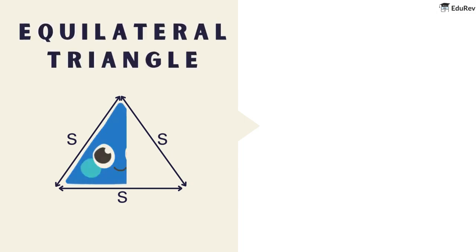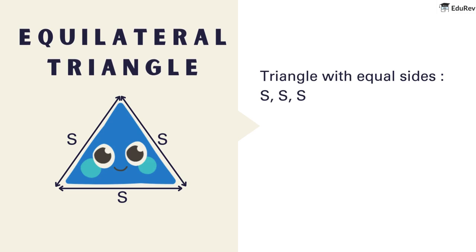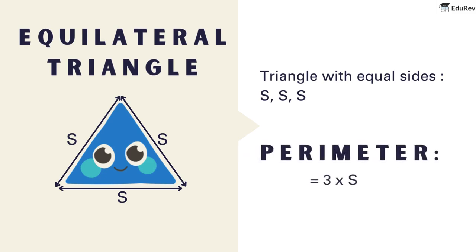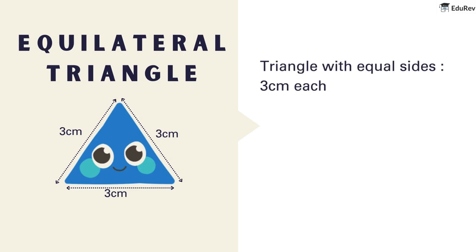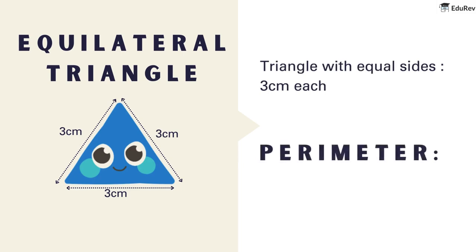For an equilateral triangle, all the three sides have equal length. So to calculate perimeter, multiply 3 by the side length. For example, if the sides are 3 centimeters each, then the perimeter is 3 times 3 is equal to 9 centimeters.